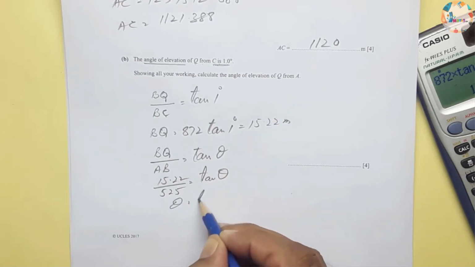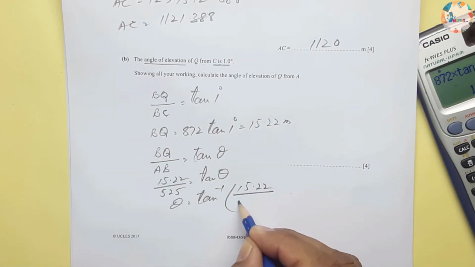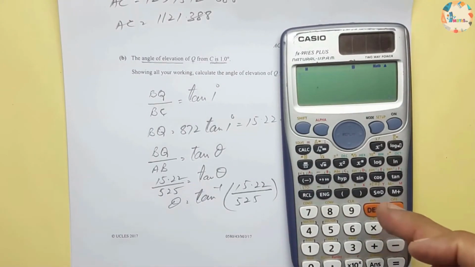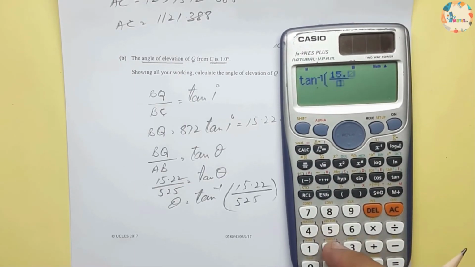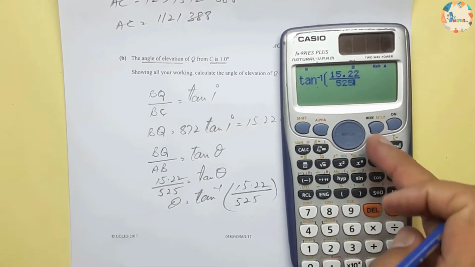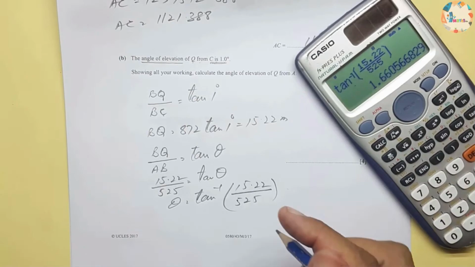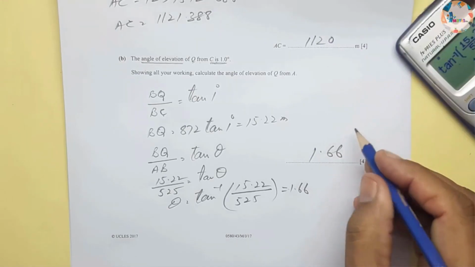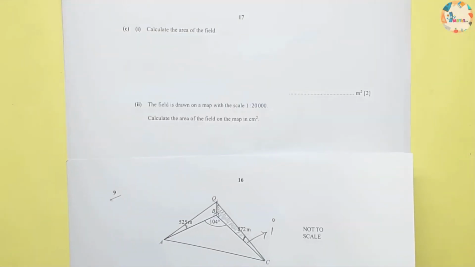So theta will be equal to tan inverse of 15.22 divided by 525. So what we can write? We can write here inverse tan, fraction 15.22 divided by 525. So this will be closed and this will be equal to 1.66. So the answer will be 1.66 degrees. This is also done. Next is calculate the area of the field.